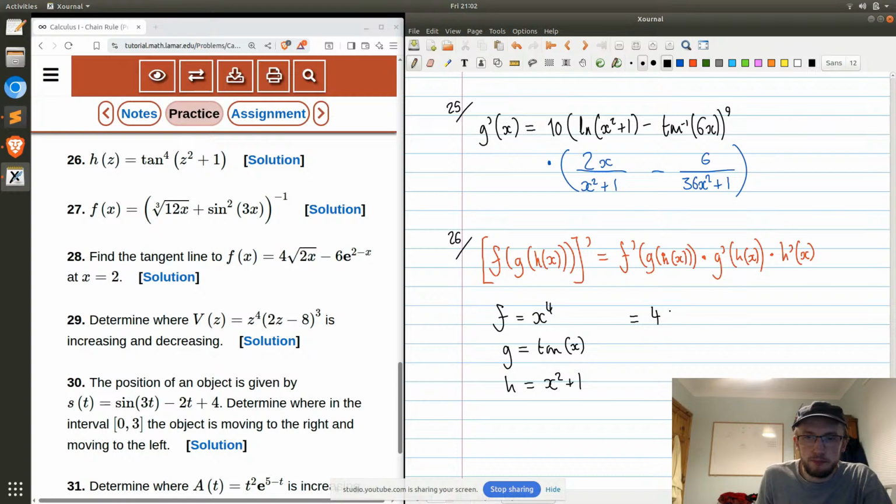For that, multiplied by, what's the derivative of tan? d by dx of tan x is sec squared x. All right. Okay. What's the derivative of z squared plus 1? That would be 2z.